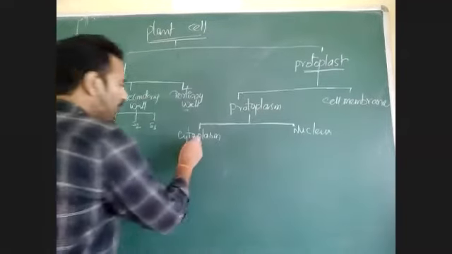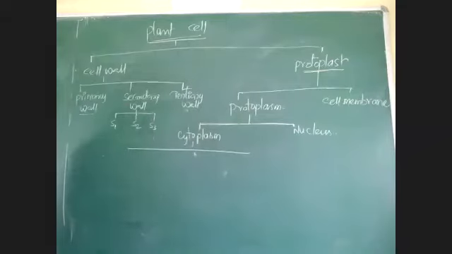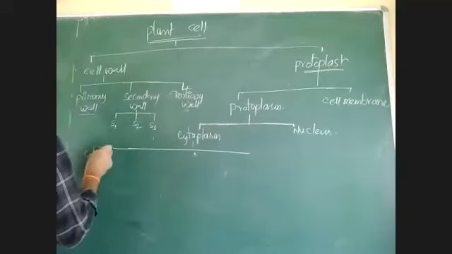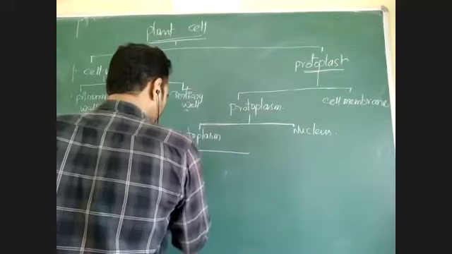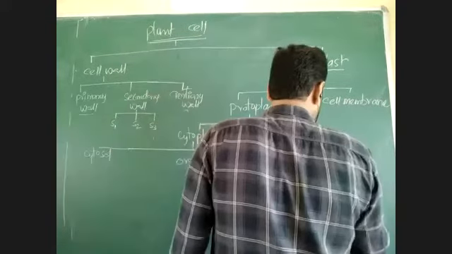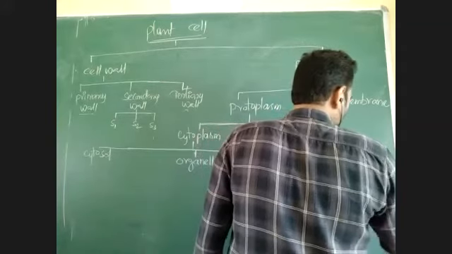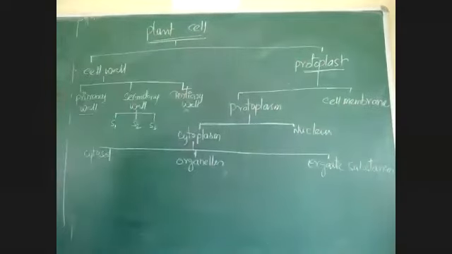This cytoplasm is again divided into different structures. They are: one is cytosol, second is organelles, third is ergastic substances. Ergastic substances means some chemicals which are present inside.